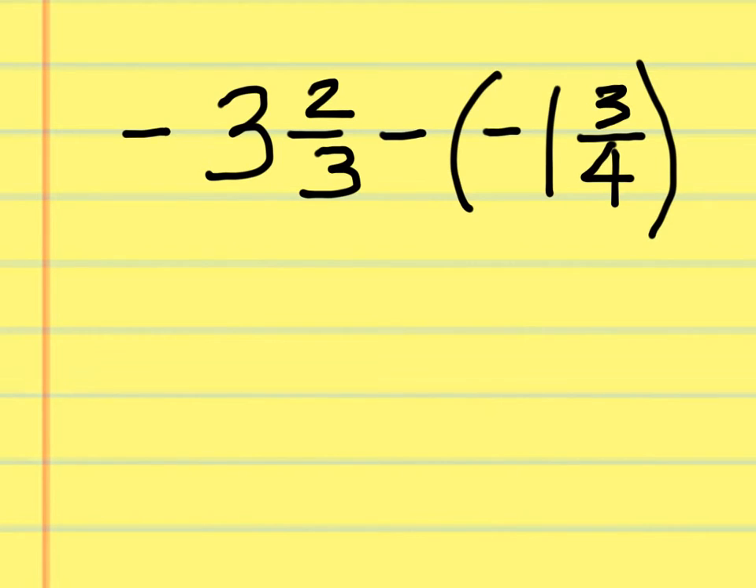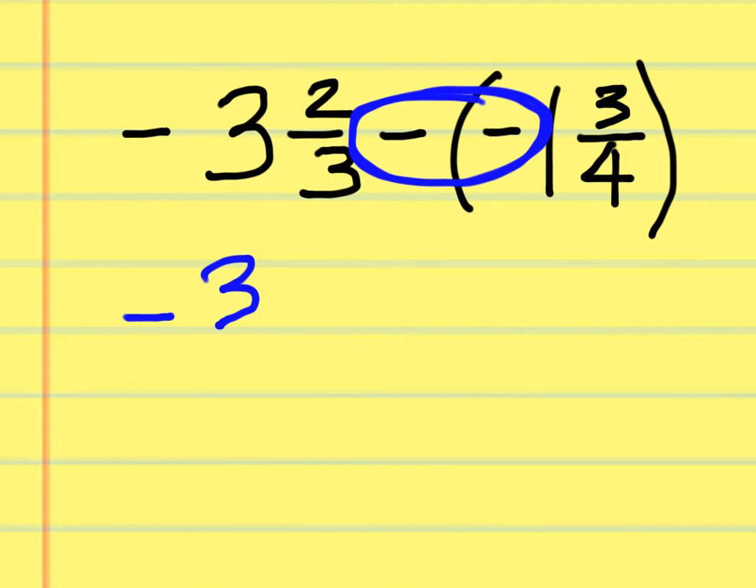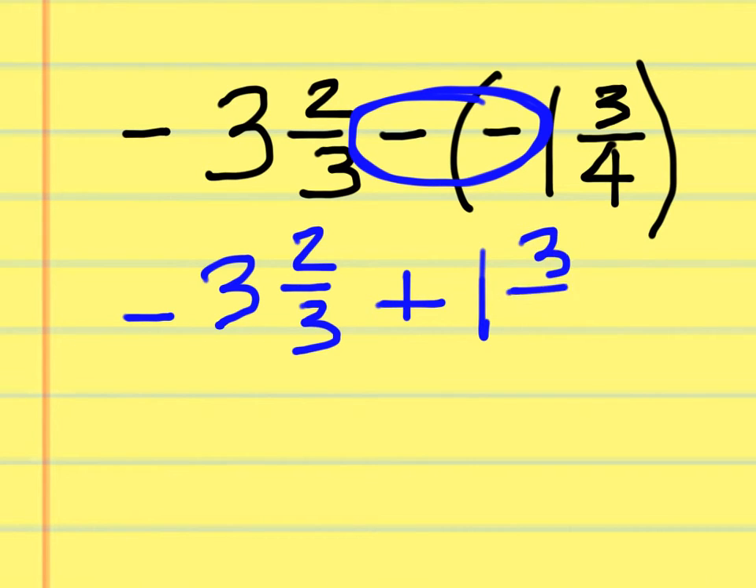Negative 3 2/3 minus a negative 1 3/4. We can rewrite this problem by changing these two signs to what? Plus, yeah, it becomes a plus because it's a double negative. So let's do that now. Negative 3 2/3 plus 1 3/4.